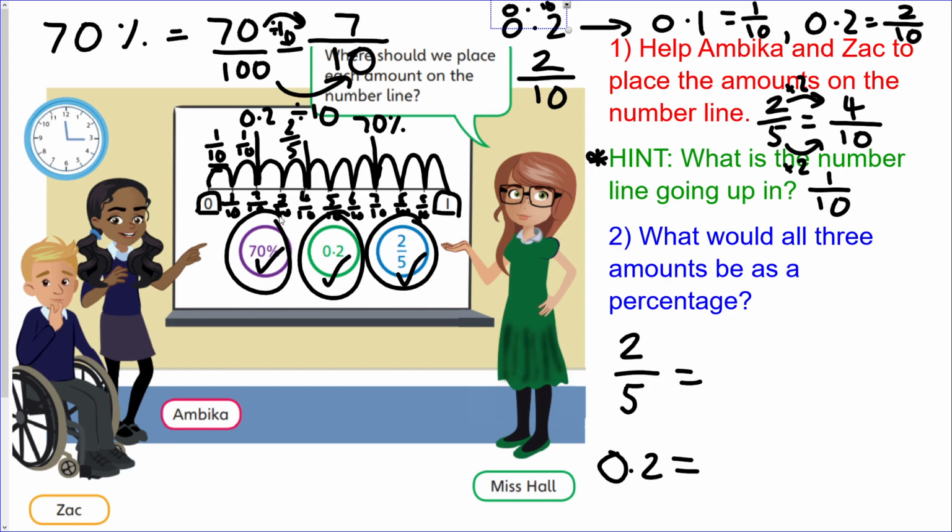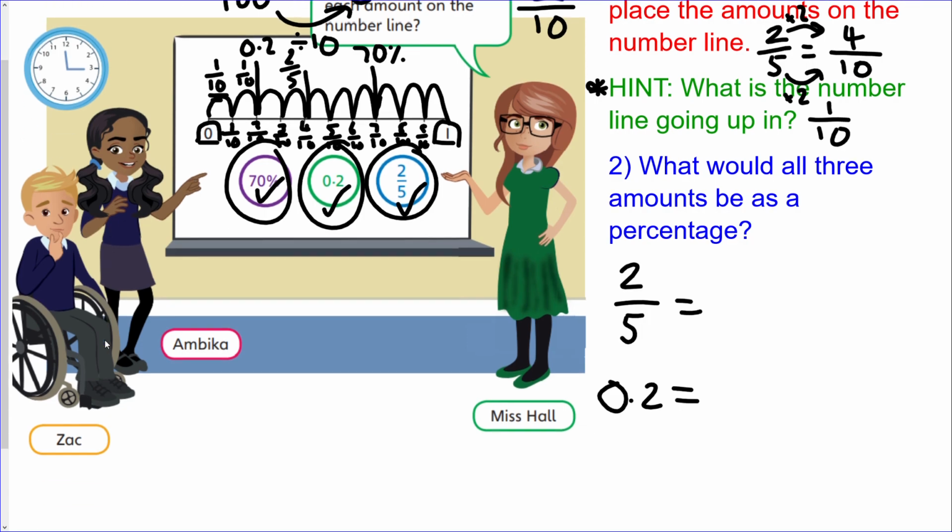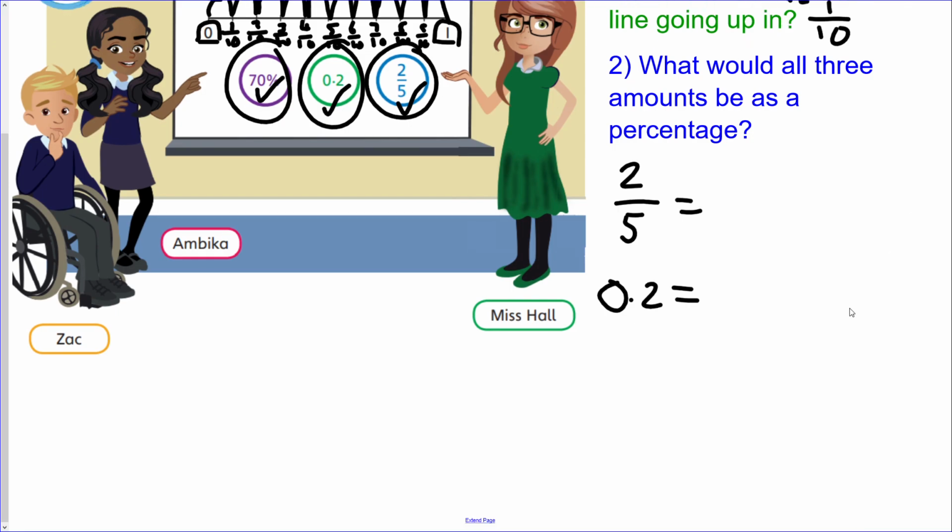Question 1 complete. Let's look at the second one then. What would all three amounts be as a percentage? Now, the easiest one to start with here is 0.2, because if we think about what we did yesterday, we learned that to go from any decimal to any percentage, we simply times by 100.